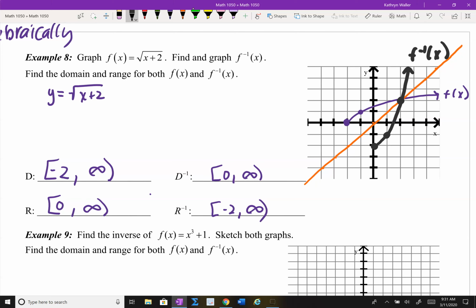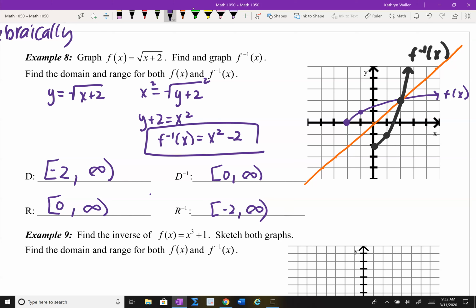The last step is to find the equation for that algebraically. So everybody write x equals the square root of y plus 2. Switch your x's and y's. What am I going to do right now, guys? That y is trapped in the root. So what do I do? Square, not square root, square, right? So square both sides. So I have y plus 2 equals x squared. Pull my 2 over. You can't write y equals. You have to write f inverse of x equals x squared minus 2.